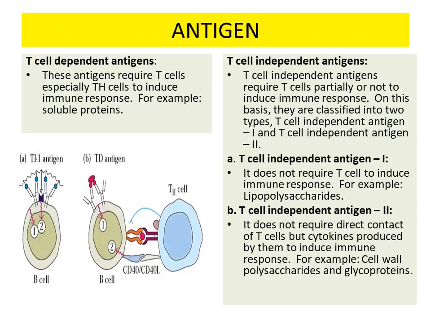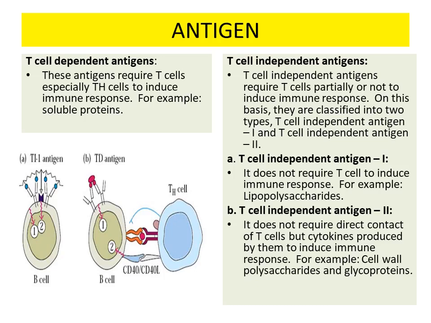Then the antigens are basically of two types depending upon their dependence on T cells: T cell dependent antigen and T cell independent antigen. T cell dependent antigens require T cells, especially T helper cells, to induce the immune response. For example, all soluble proteins. Then T cell independent antigens don't require T cells to induce the immune response. On this basis, they are of two types: T cell independent antigen 1 and T cell independent antigen 2.